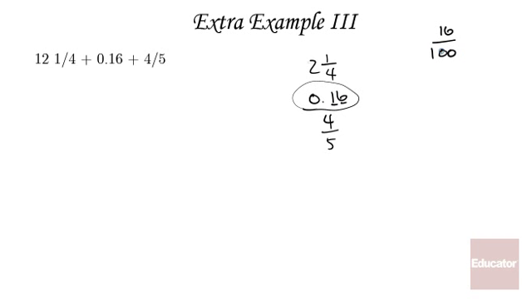I know that 16 and 100 share a factor of 4, so I'm going to divide both the top and bottom, the numerator and denominator, by 4. 16 divided by 4 is 4. 100 divided by 4 is 25. So I have 2 and 1/4 plus 4 over 25.